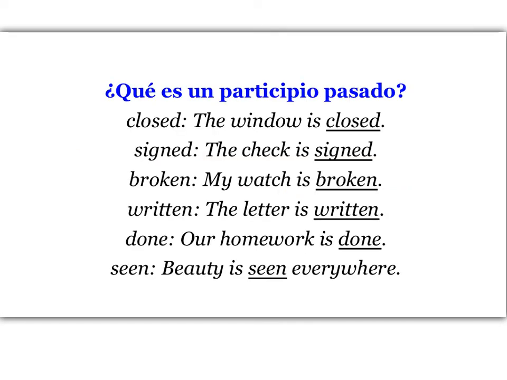Bien, ¿qué es un participio pasado? Here are some examples in English. The window is closed. In this case, closed is a past participle. It's actually an adjective that describes the state of the window. The check is signed. My watch is broken. The letter is written. Our homework is done. Beauty is seen everywhere. All of these underlined words are past participles, and they describe the noun that was already mentioned in the sentence.